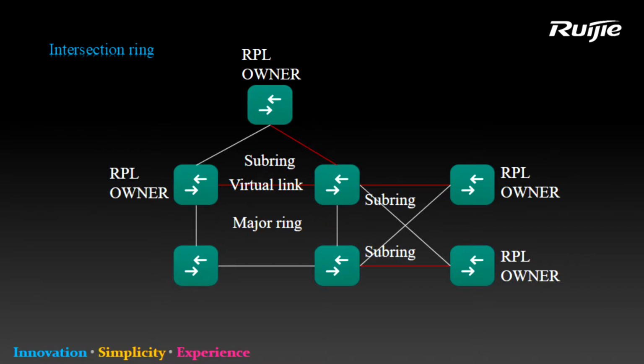In this slide, we can see there is an intersection ring in it. It is not hard to find that there are many shared links in this topology, and we call the shared link a virtual link. We call this ring an intersection ring. One thing needed to be mentioned is that there is and can be only one major ring in an intersection ring, and all of the rest are subrings.